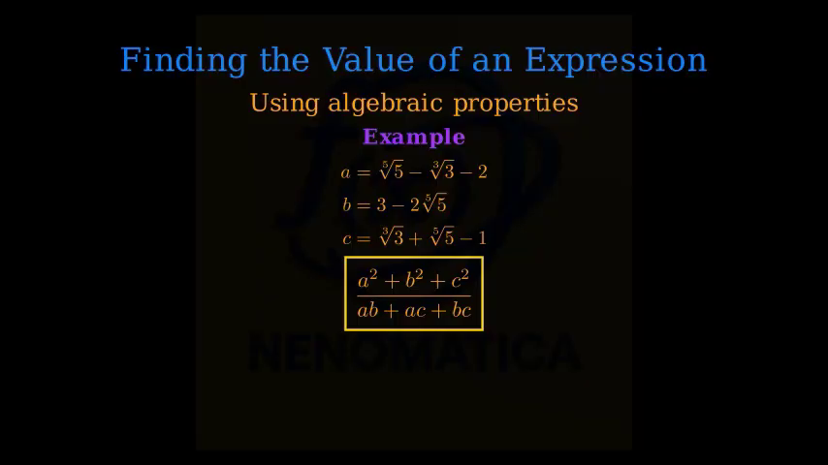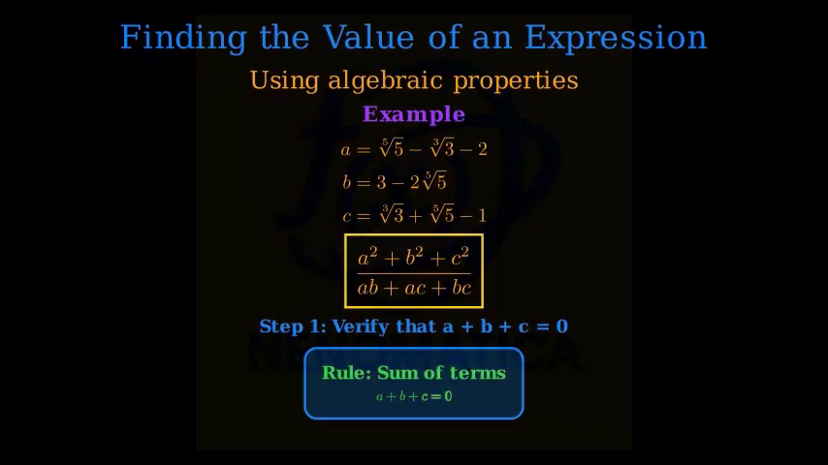Let's approach this step by step. Step 1. We'll first verify that a plus b plus c equals 0. Let's substitute the values and simplify.